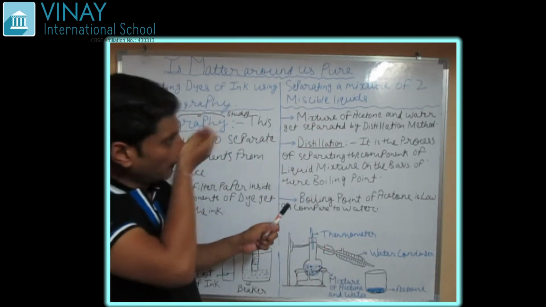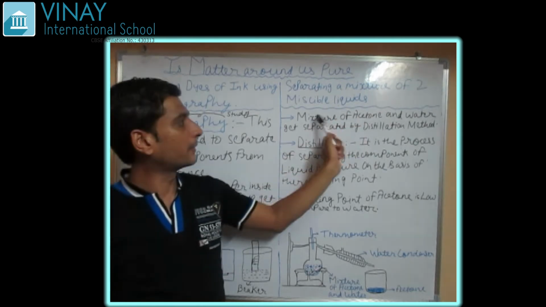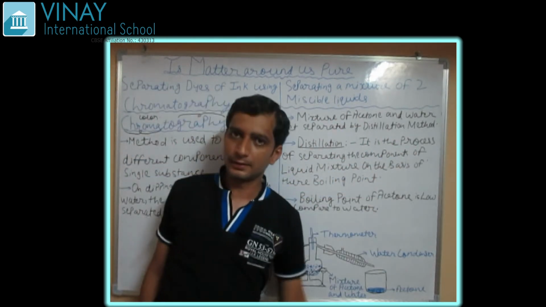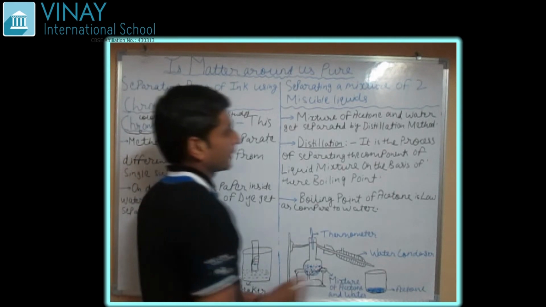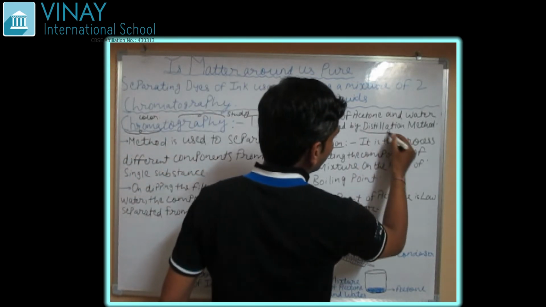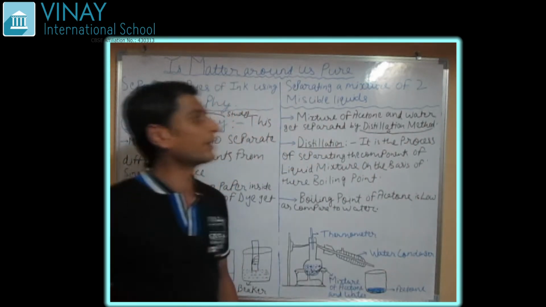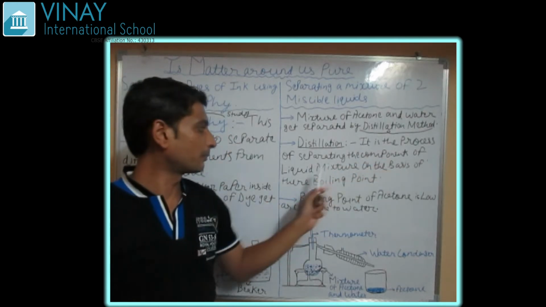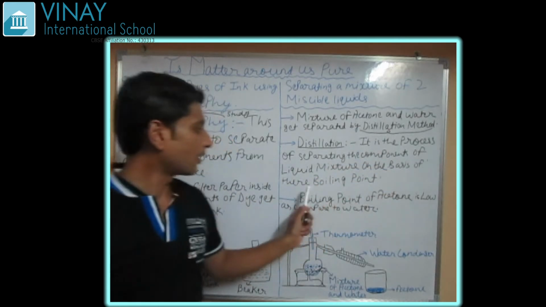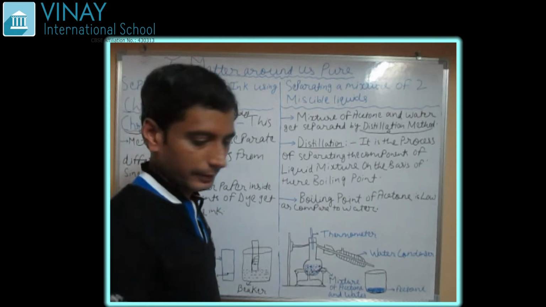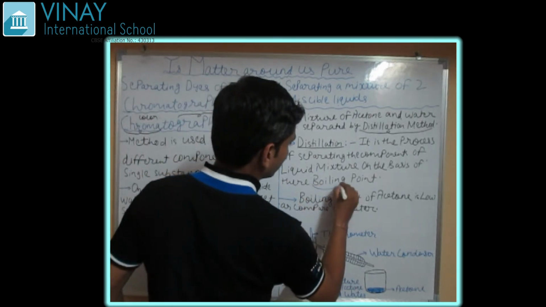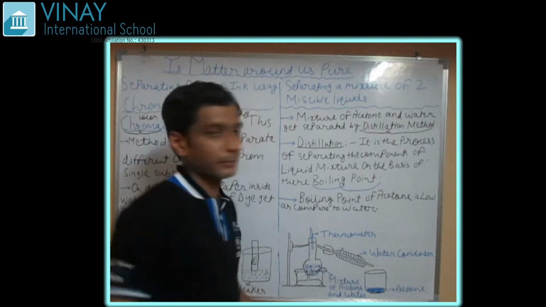Let us see. A mixture of acetone and water gets separated by the distillation method. Very important, they can be separated by the distillation method. Now what is the distillation method? It is the process of separating the components of a liquid mixture on the basis of their boiling point. Very important. They are getting separated on the basis of their boiling point. Remember this point.